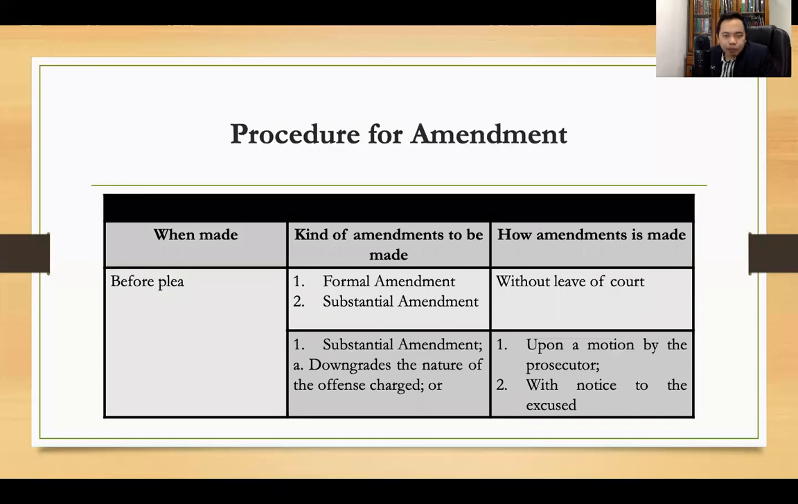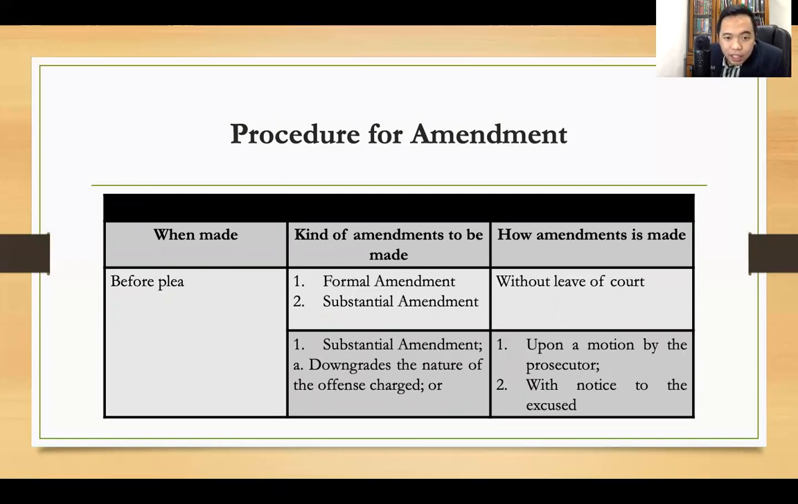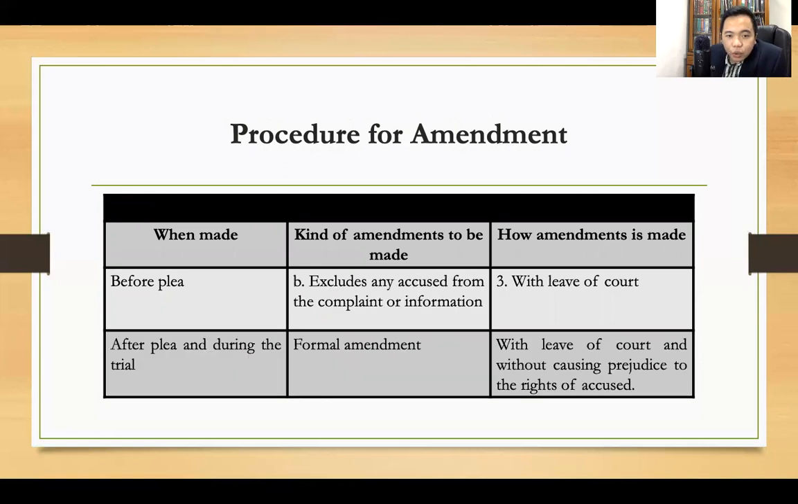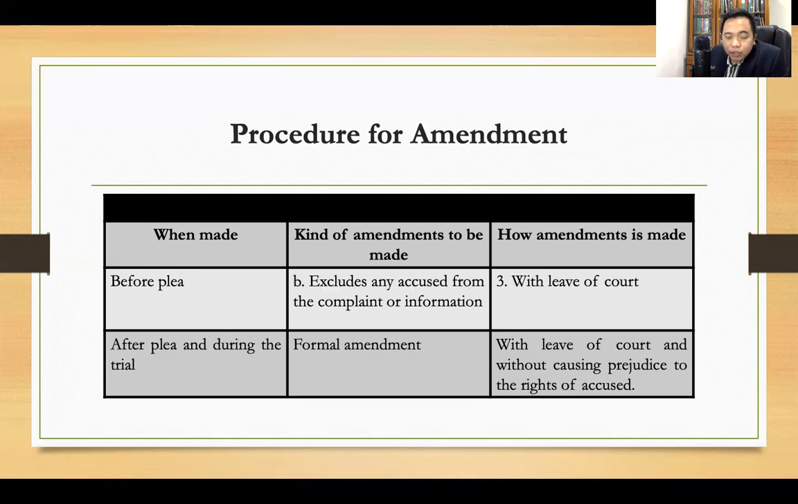Okay. Now, procedure for amendment. Amendment can be made before plea, both in formal and substantial amendment, without leave of court. Okay? So when the substantial amendment downgrades the nature of the offense charged or excludes any of the accused from the complaint or information, then it can be made before plea only upon motion by the prosecutor and with notice to the accused, with leave of court.